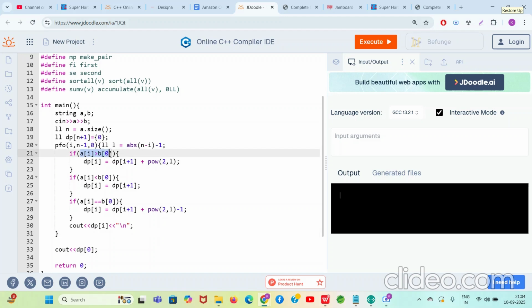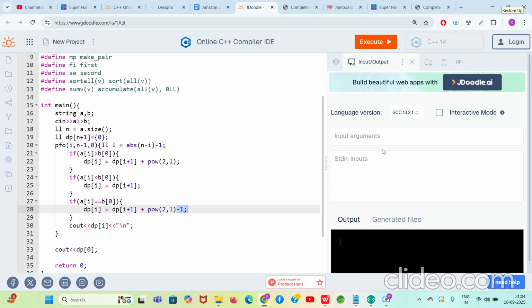So you can see, if A[i] is greater than B[0], then this is happening. If this is less than this, then this is happening. When this is equal, 2 raised to L minus 1. Be careful, okay? Like if I write here BAD, and BADY, and if I write here A, and I run this code, the Java code is also there, and Python will also be uploaded. For loop and if-else are easy for you people, right? So hopefully you guys got it.